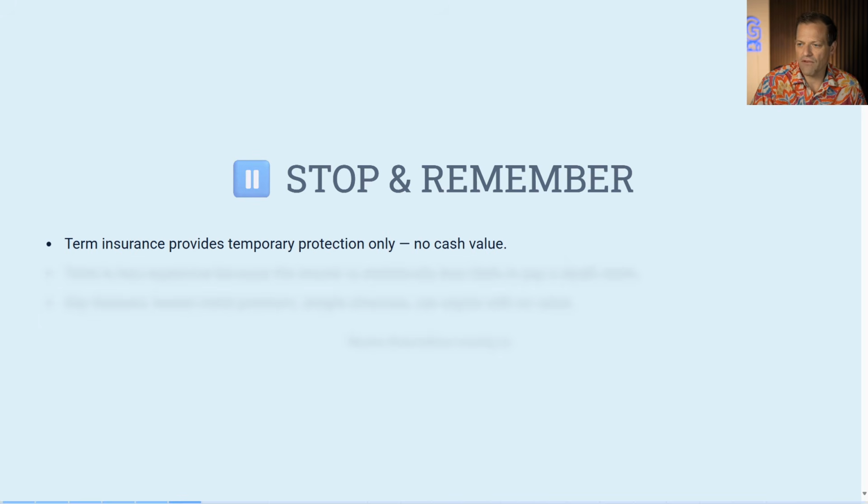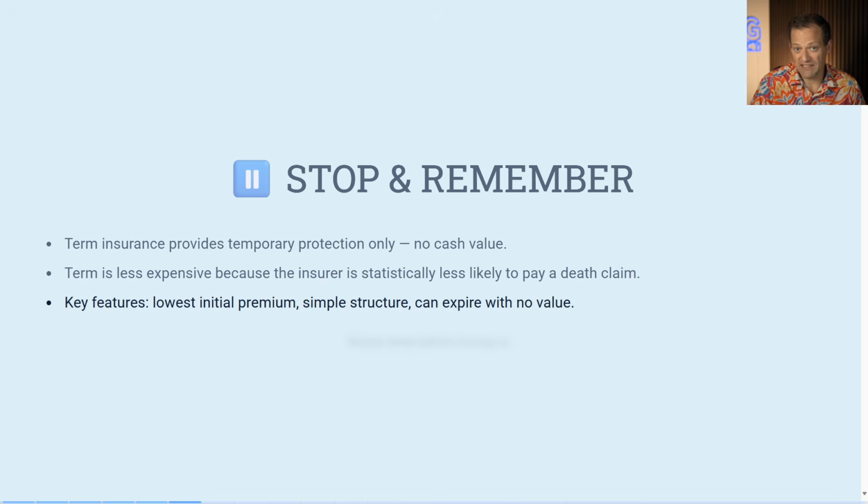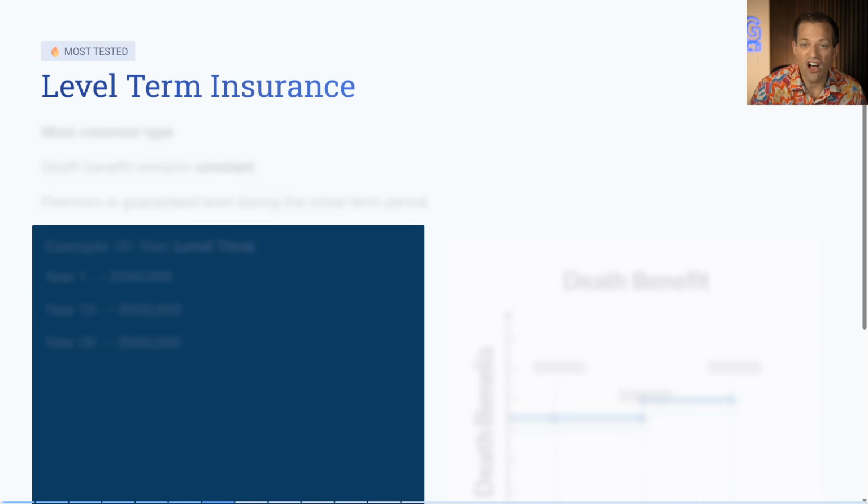Now, stop and remember, first of all, term insurance provides temporary protection, no cash value. It's less expensive because claims are less likely. And key features to be tested on: lowest initial premium, simple structure, and can expire without value. Okay. All right, so let's talk about some derivations or variations of term insurance.